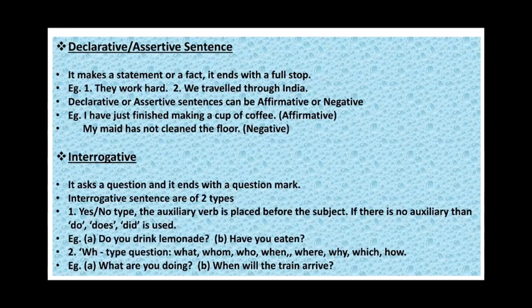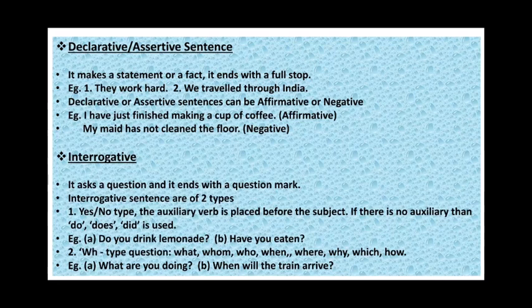It makes a statement or a fact. It ends with a full stop. So children, an assertive sentence always ends with a full stop. For example, they work hard. We traveled through India. So here you can see that these are statements and they are giving out facts, and two, it is ending with a full stop.